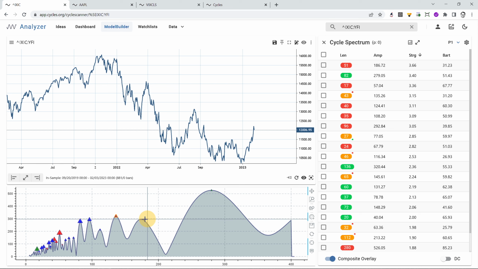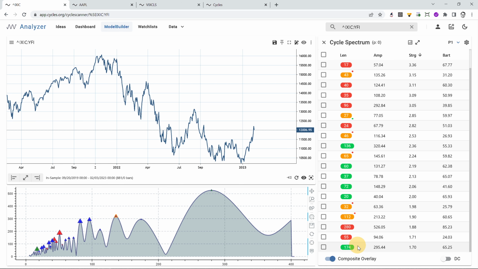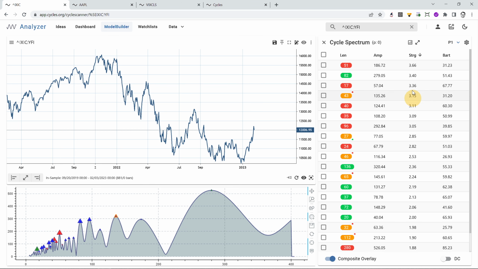If I hover over this one, you don't even see it in the list. The cycle length of 174 is at the bottom, the last one in the list, and the list is sorted by strength. The strength of this cycle is 1.7, so it's the weakest cycle of all cycles on the spectrum. All other cycles have higher strength values. So skip this one. Then the next one, this one, has a very small triangle.